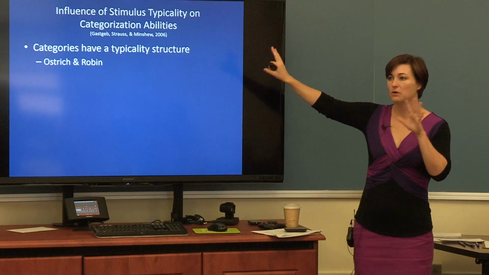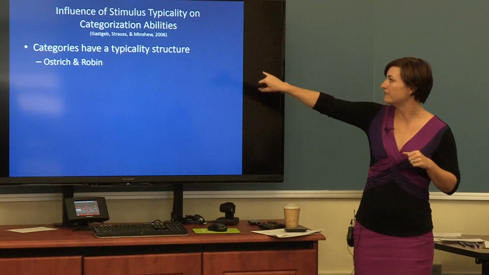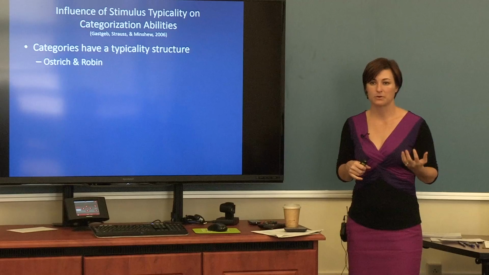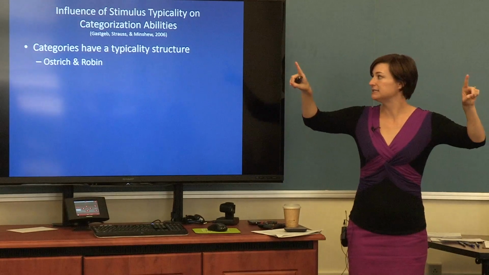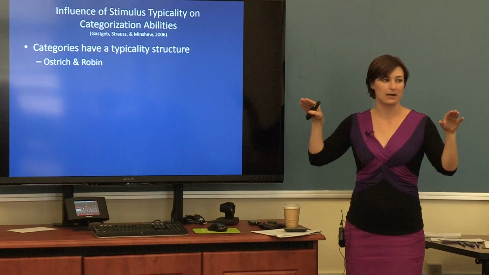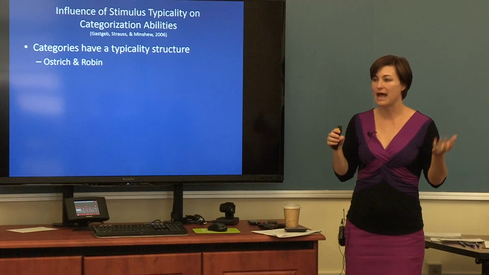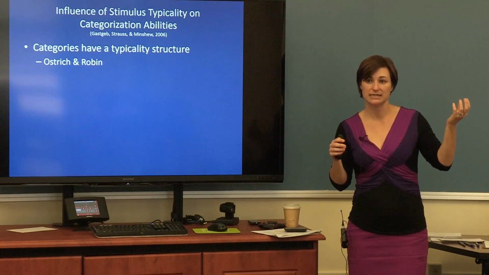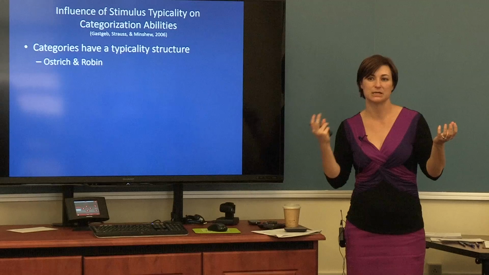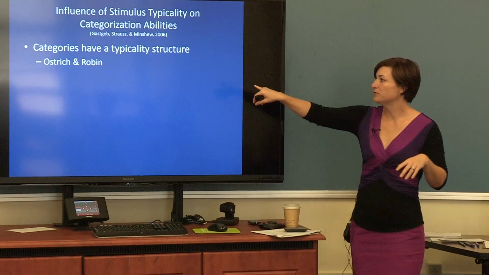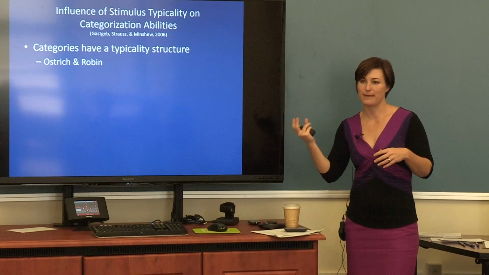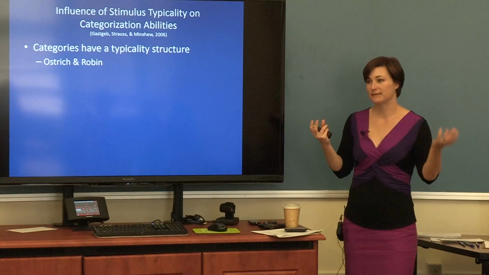So this is work that was done out of Holly Gaskeb's lab, and they were looking at the influence of stimulus typicality on categorization abilities. Just like there was that continuum of solid and non-solid objects, we also have a continuum in all of our categories. For each category, we have very typical or good representations, and then we have more atypical category members that may not be such a good representation. If you think about the category of birds, ostriches look very different and are very atypical members, whereas robins are really typical members.